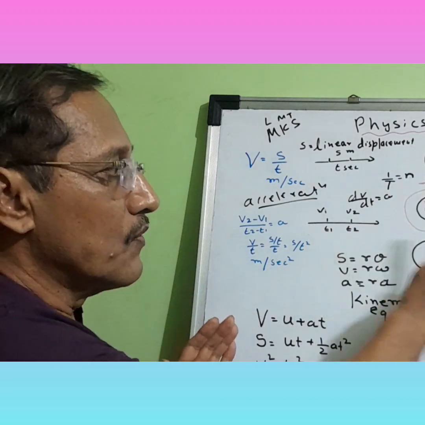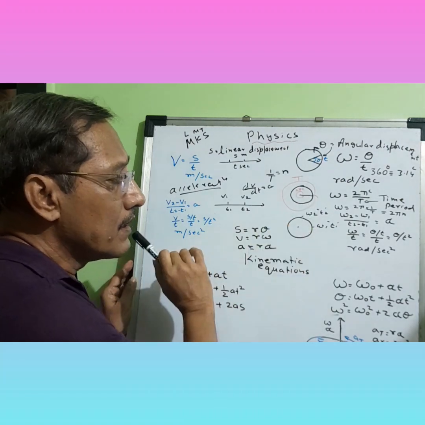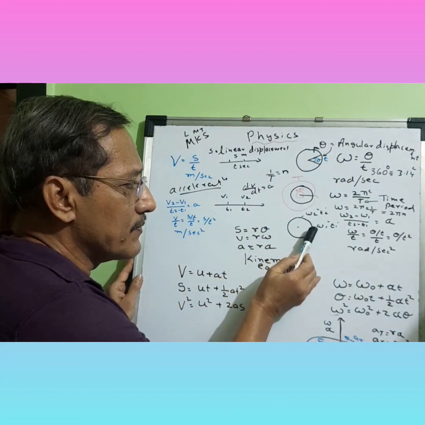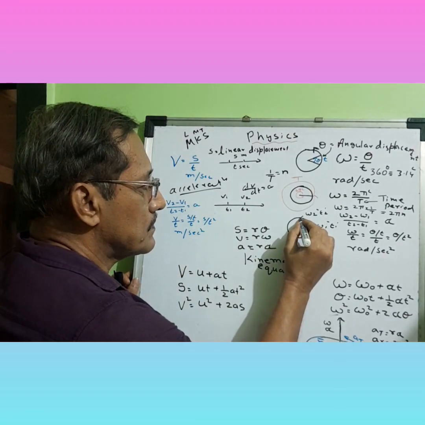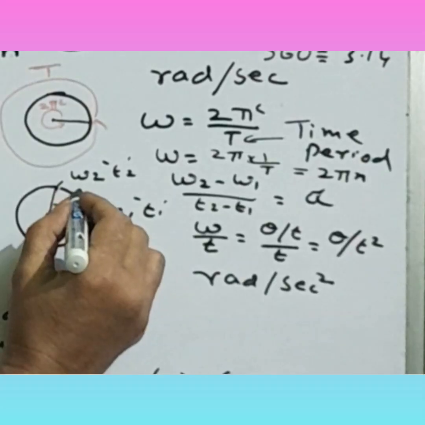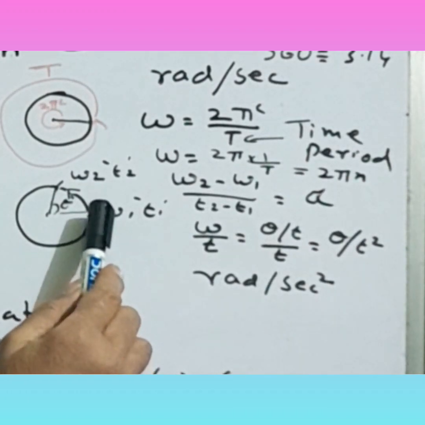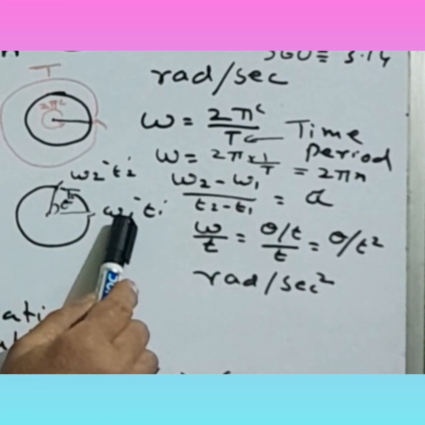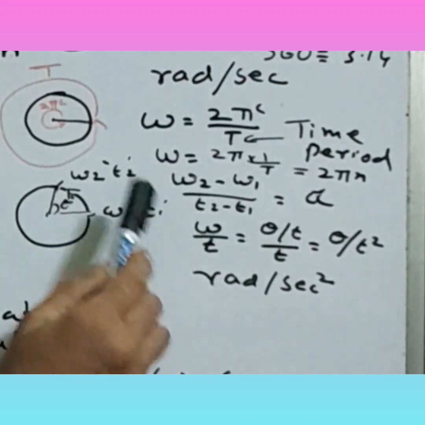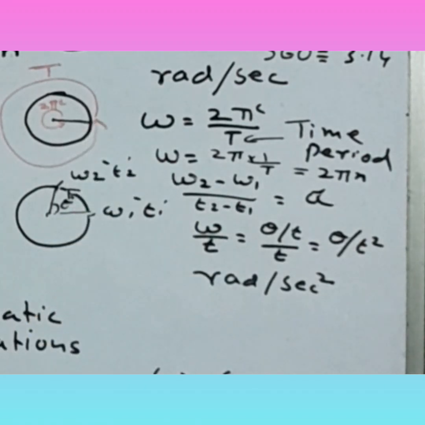Now let's move on to rotational movement. As I told, we are moving in the anti-clockwise direction. The angular velocity here is omega 1 at time t1, and the angular velocity over here is omega 2 at time t2. So what is angular acceleration?